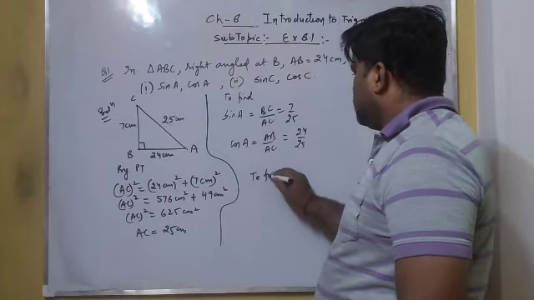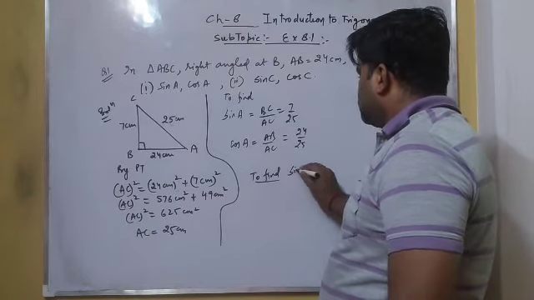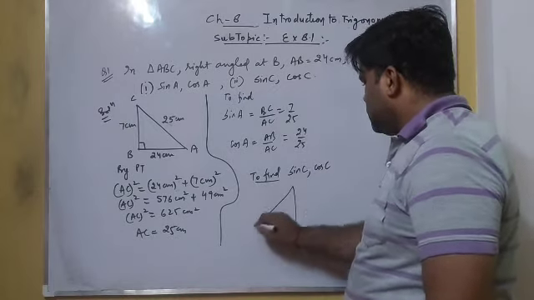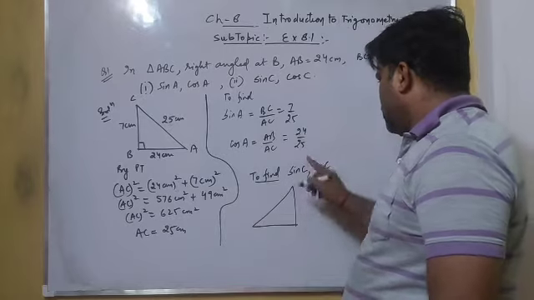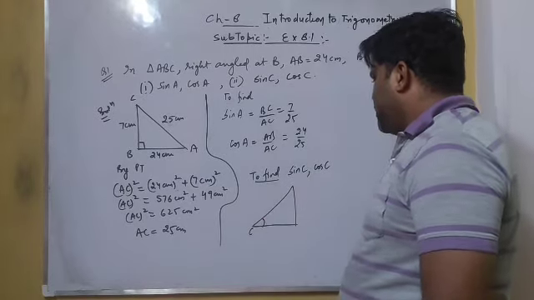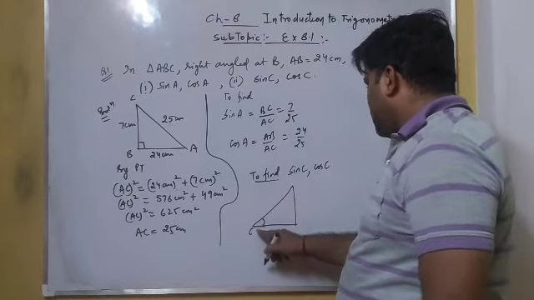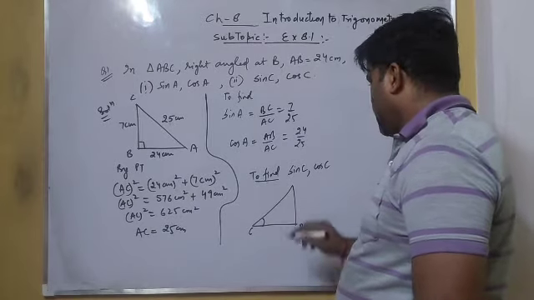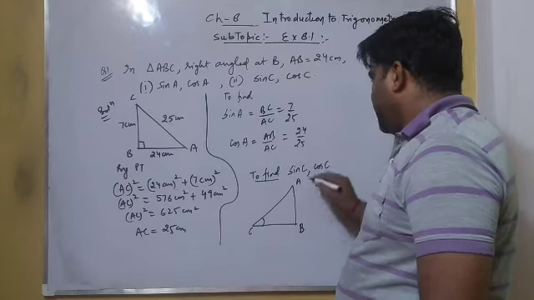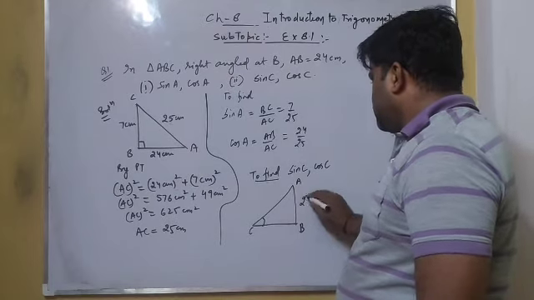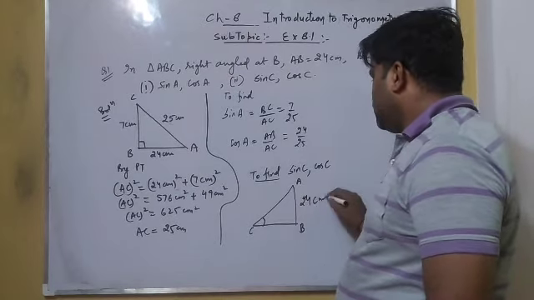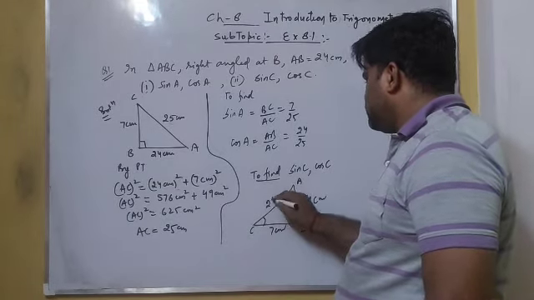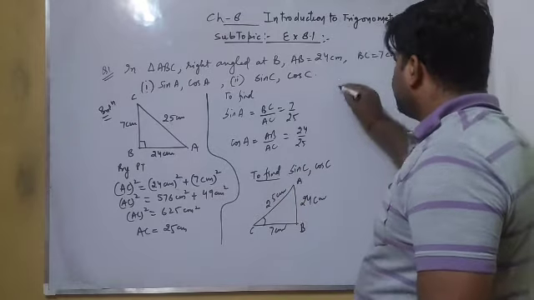Now we have to find sin C and cos C. For this, we draw our triangle accordingly. Here it is B and it is A. So here AB is 24 centimeter, BC is 7 centimeter, and AC is 25 centimeter.